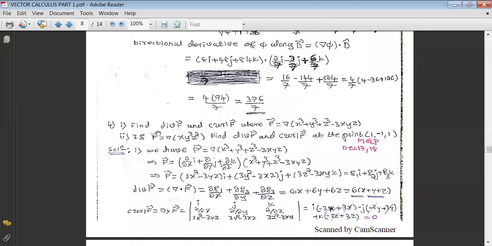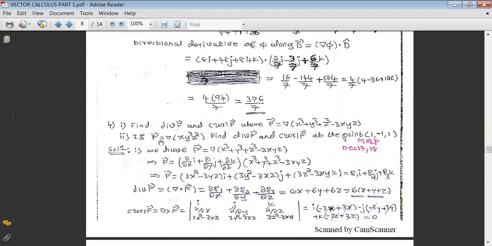Now let us go for one more, and in this case they have given some vector, and for that vector we have to find divergence as well as curl. And the question is like this: find the divergence of f bar and curl of f bar, where f bar is given by del of x cube plus y cube plus z cube minus 3xyz, and the second one is f bar equal to del of x y cube z square, then we have to find divergence of f as well as curl of f at the point 1, minus 1, 1.